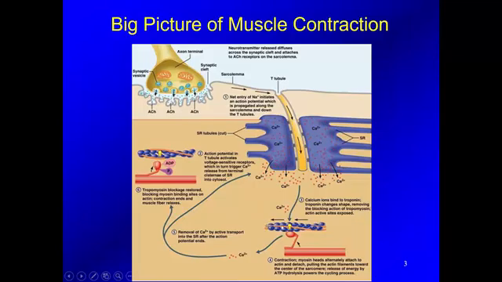Once the troponin and tropomyosin are out of the way, the myosin, and that's this red circular thing, attaches to the actin and pulls it, and that is the contraction. So overall, that's kind of what happens, and the next several slides are going to talk about each one of these steps in a little bit more detail.